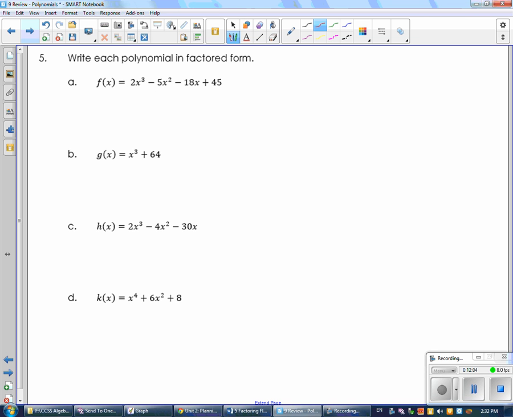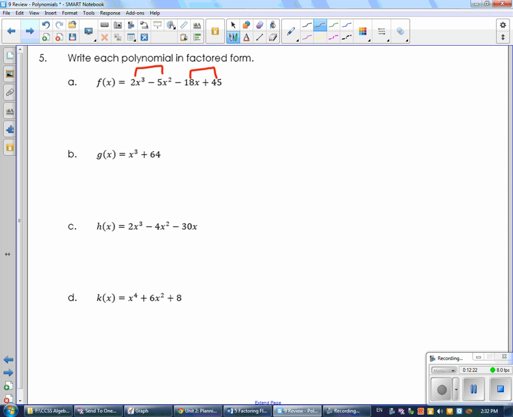So now I'm going to move on to step 2, which tells me to count the number of terms. I have 4 terms, and anytime you have 4 terms, you're going to go to the grouping method, where you're going to look at the first 2 numbers and the last 2 numbers, and then you're going to look for the greatest common factor in those pairs.